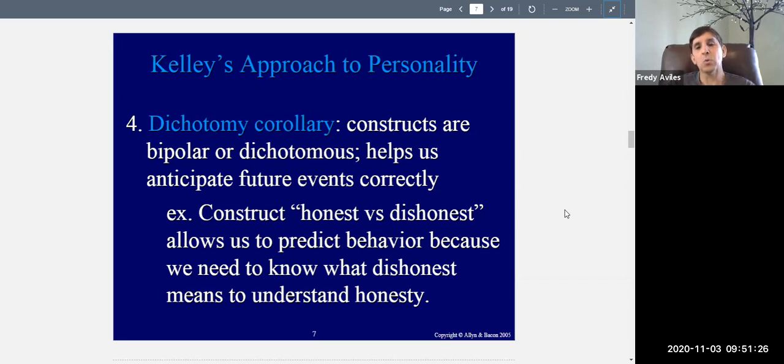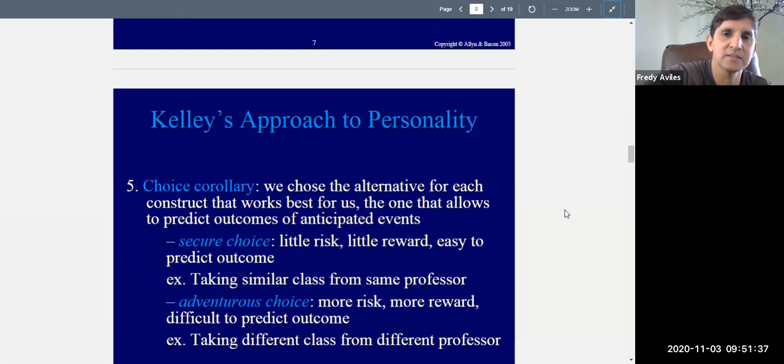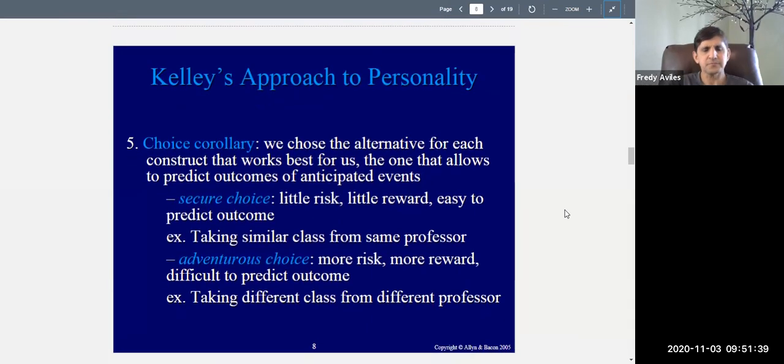In order to know what happiness means, we have to know what unhappiness is, right? In order to know what smart is, we need to know what dumb is. That's what this says. So our thinking is affected by these dichotomies, these opposites. There is also the choice corollary. The choice corollary says that we are free to choose the alternative for each construct that works best for us, the one that allows us to predict outcomes of anticipated events.